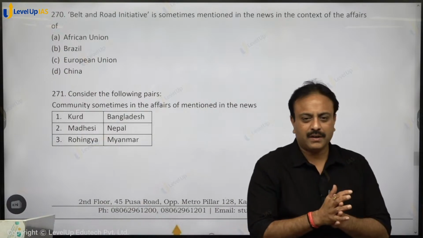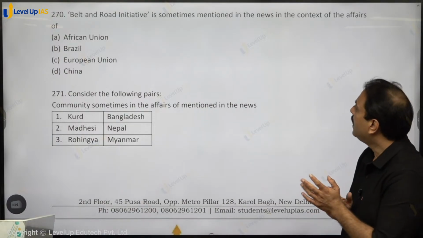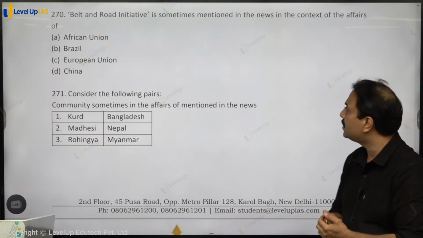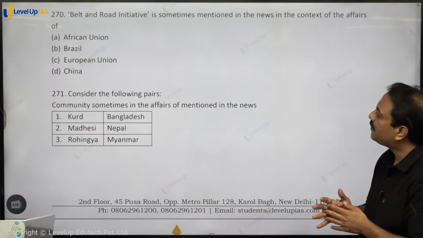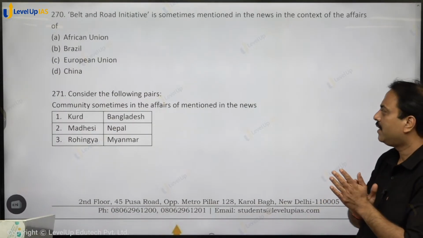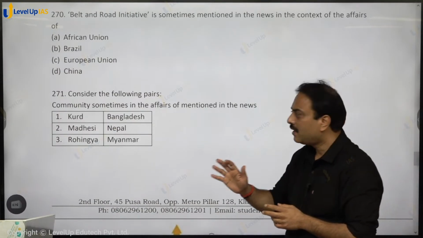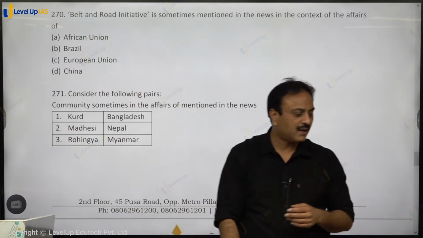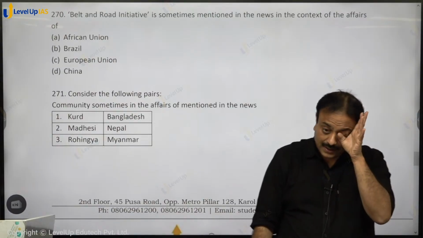Belt and Road Initiative is sometimes mentioned in news. It is more or less every time mentioned in news, in the context of the affairs of African Union, Brazil, European Union, China. It is in the case of China. And very recently, the latest in this category, what China did?